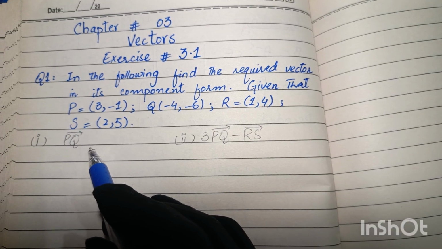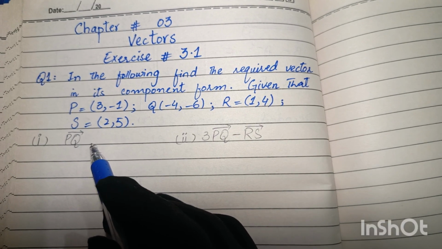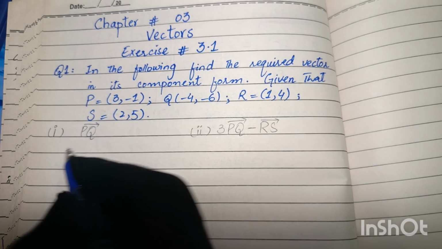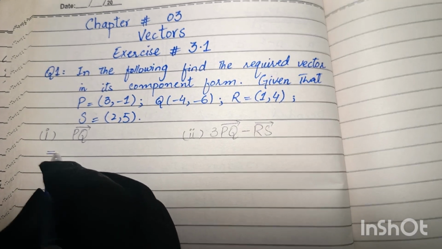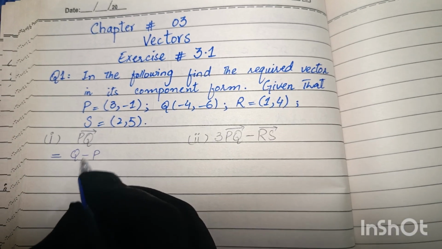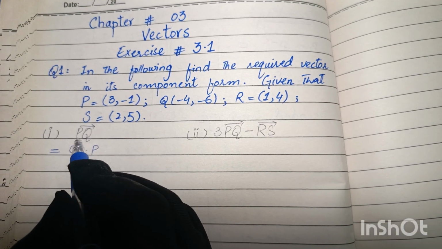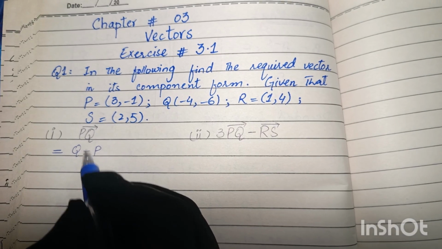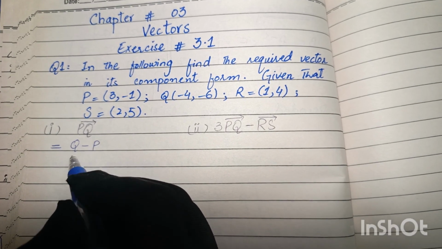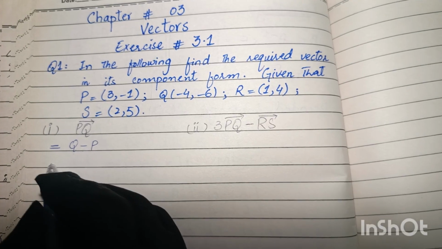i represents the x component, j represents the y component, and k represents the z component. So if we have to find PQ, which means Q minus P, you have to remember that to find the PQ vector we always subtract the initial point from the final point. So first we write the final point, that is Q.